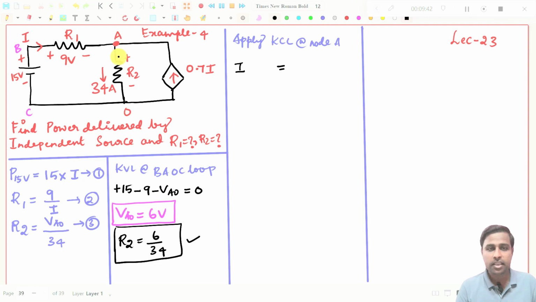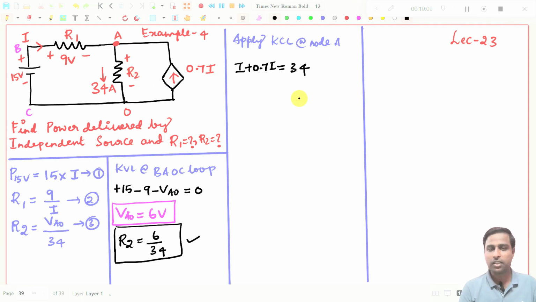See, in this branch, 34 amperes is going away, so I have to put it on the right hand side. See, this current, that means 0.7I, is coming towards the node, so I have to put it on the left hand side, plus 0.7I. Very simple. We have written it, right? That's all. That is the KCL.